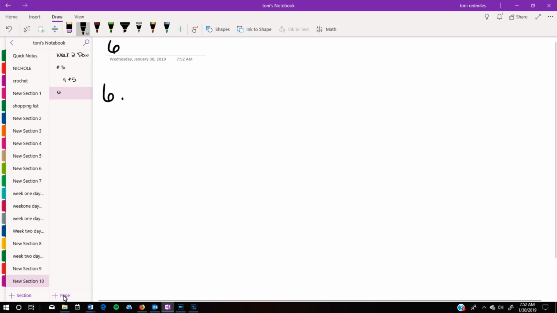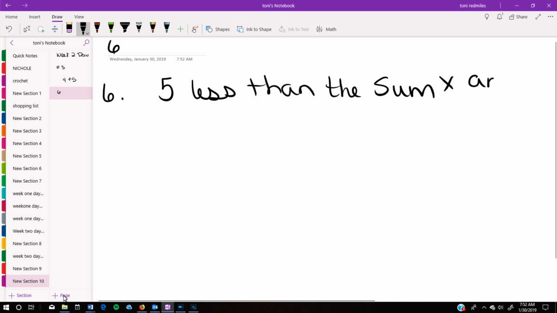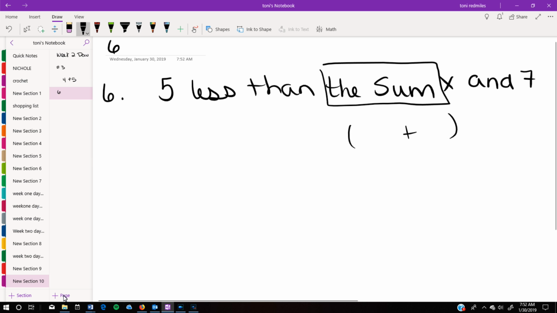Okay, number 6, now we're going to do some reasoning. So write 2 different algebraic expressions for 5 less than the sum of x and 7. Okay, so the sum of, right here means parentheses with addition, and then x and 7 go inside, and it's minus 5. So this is the typical way.